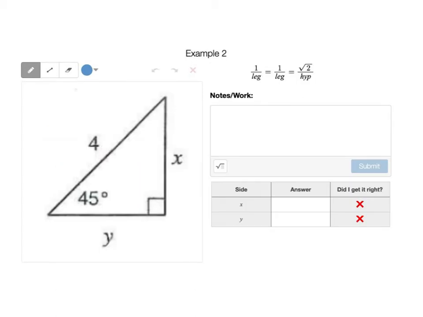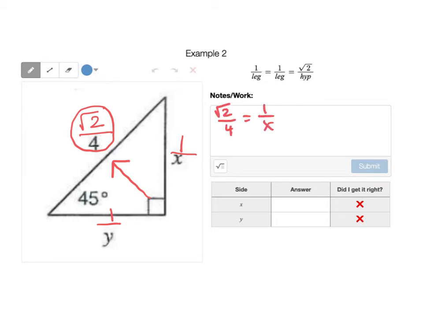Okay, on this one, again, we're going to get our labels. So the hypotenuse always gets the root 2. And then the legs get 1s. Think about it. Okay, the 1s look like L's for legs. So this is what I have to work with twice. So I have to do root 2 over 4 equals 1 over x. And I also have to do root 2 over 4 equals 1 over y. Okay, when I multiply, I have x root 2 equals 4. Divide by root 2.